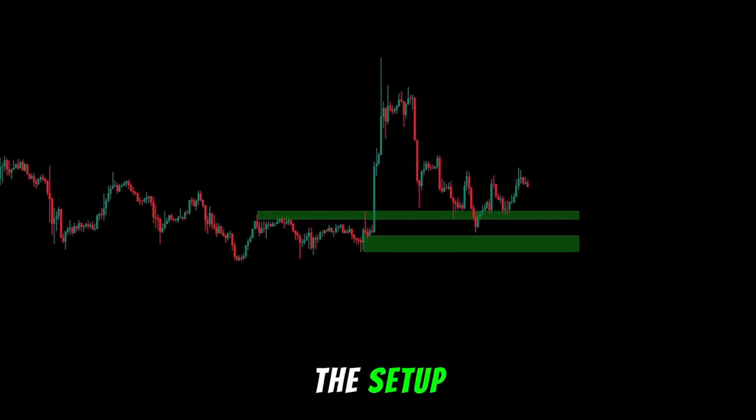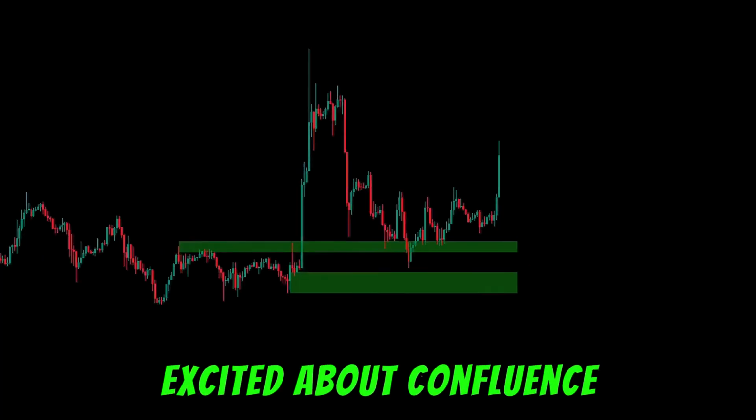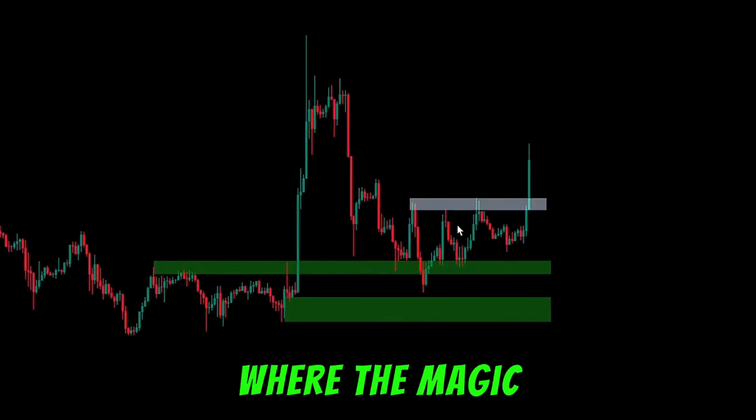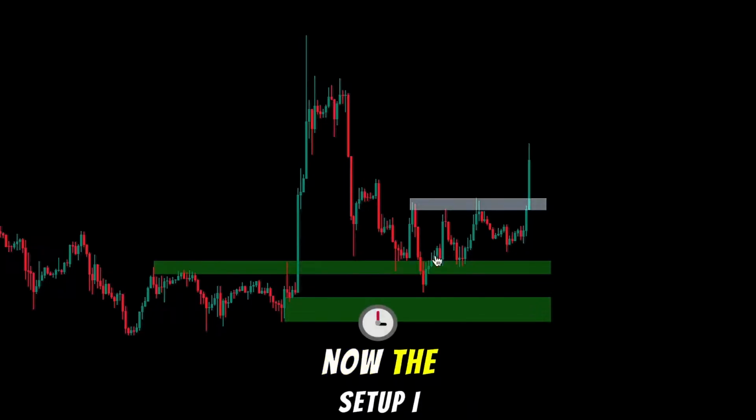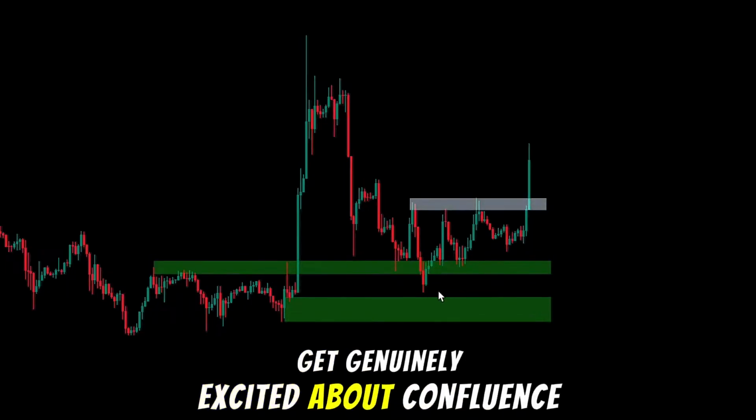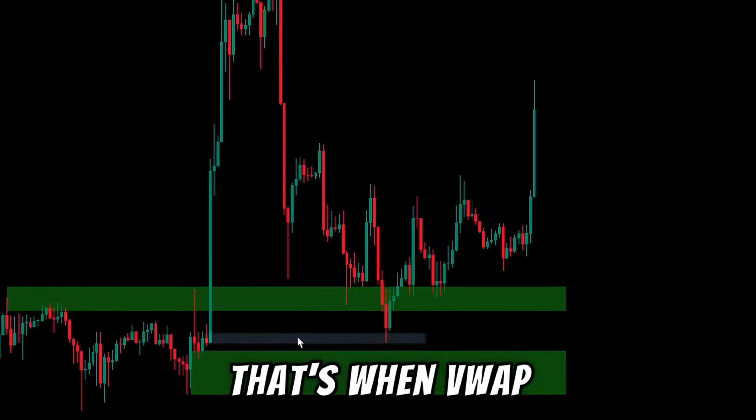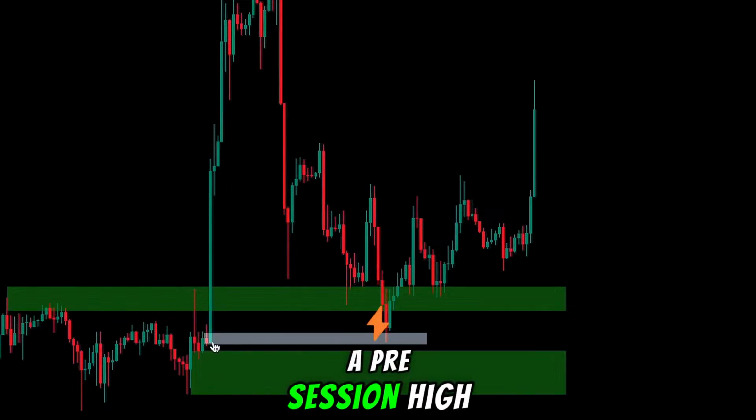Now let's talk about the setup I get properly excited about. Confluence, where the magic happens. Now, the setup I get genuinely excited about. Confluence. That's when VWAP lines up with a pre-session high or low at the same price.